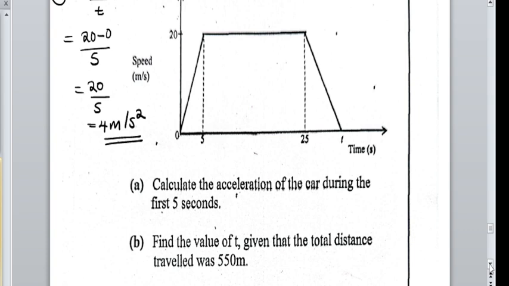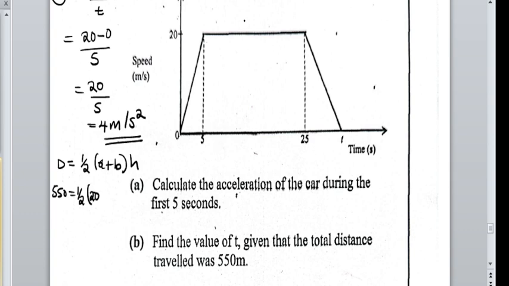Given that the total distance traveled was 550 meters. So how do we find that? Distance is equal to the area under the graph. And what is this area? This shape is a trapezium, a trapezoid. The area of a trapezoid is given by half a plus b times height. Now they've given us the distance is 550. Then I'll say half a plus b. The distance from here to there, I'll say 25 minus 5, that is 20.